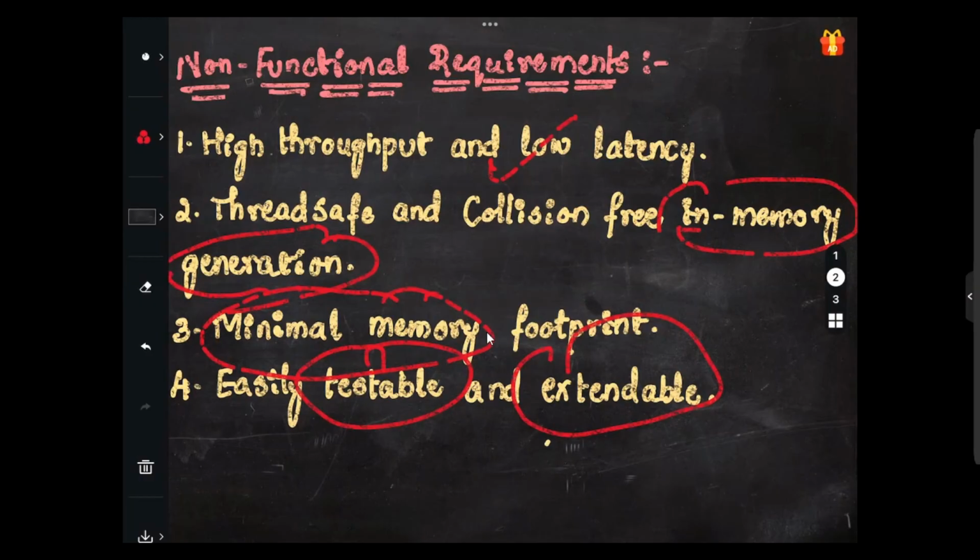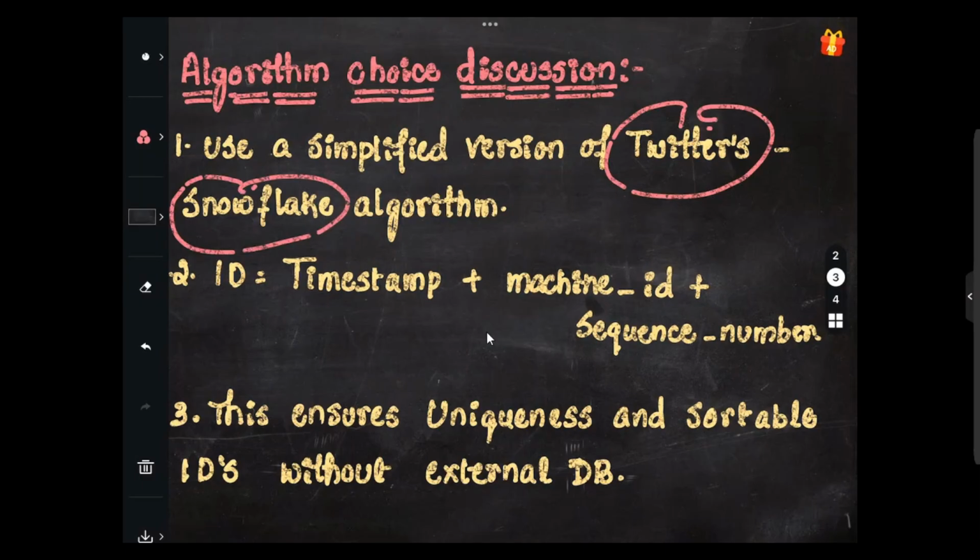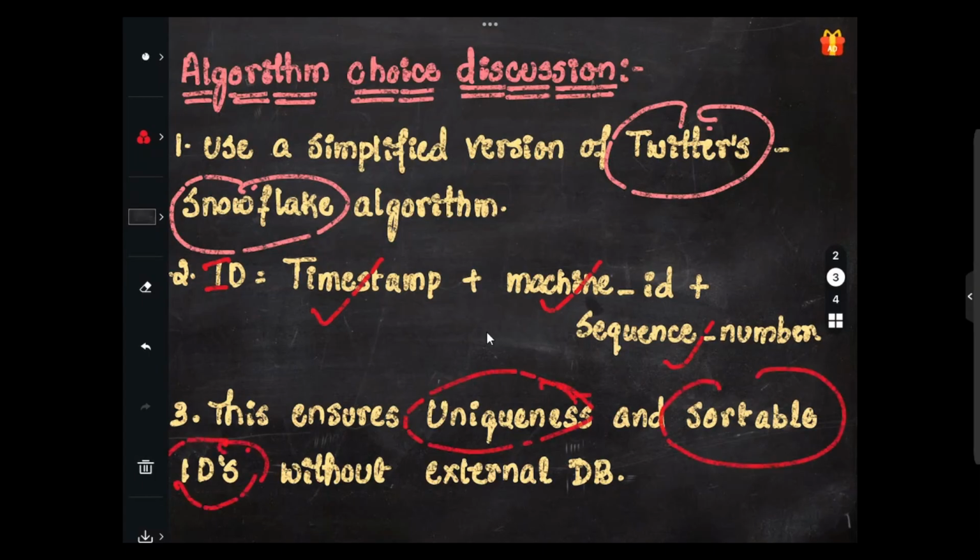Now let's move on to the algorithm choice. What's the best algorithm here? I found this algorithm best suited for writing the code: we will make use of a simplified version of Twitter's Snowflake algorithm. The ID is the timestamp plus machine ID plus the sequence number. This ensures uniqueness as well as sortable IDs without an external database, which is one of the requirements.